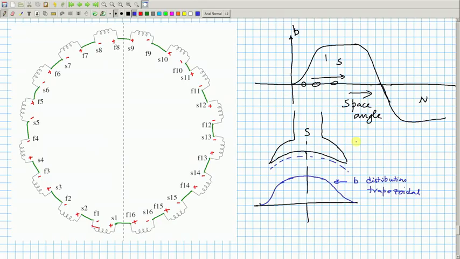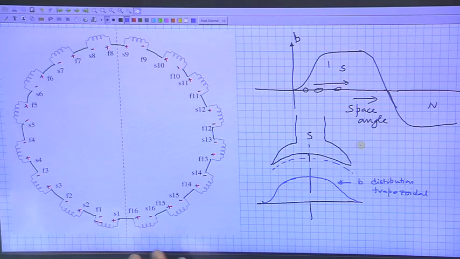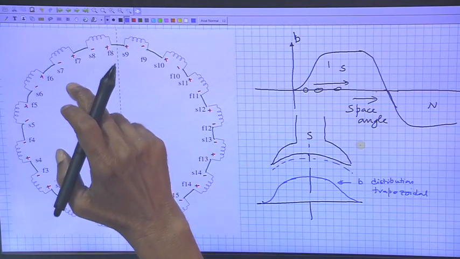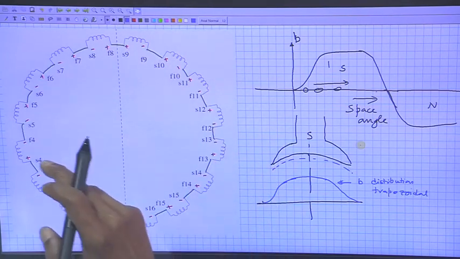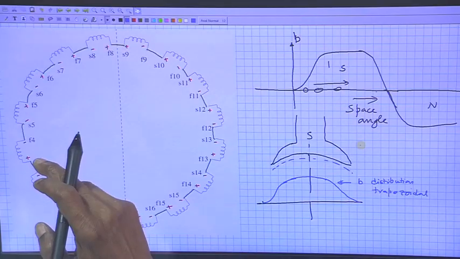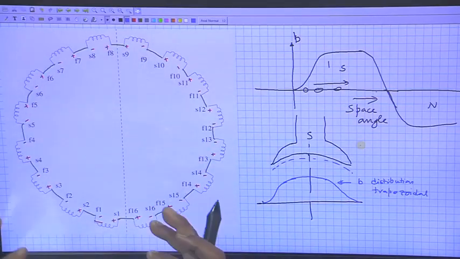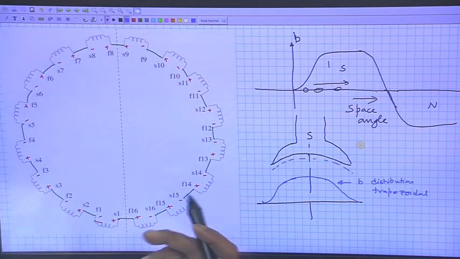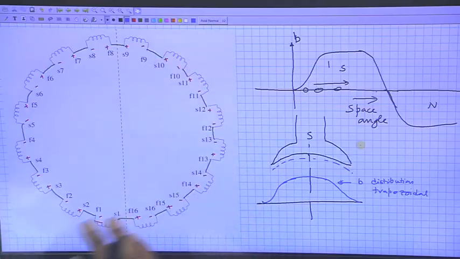Now, this is the crucial part. I want to get DC voltage out of this picture. I mean, what should I do? And mind you, it is rotating. Time elapses.